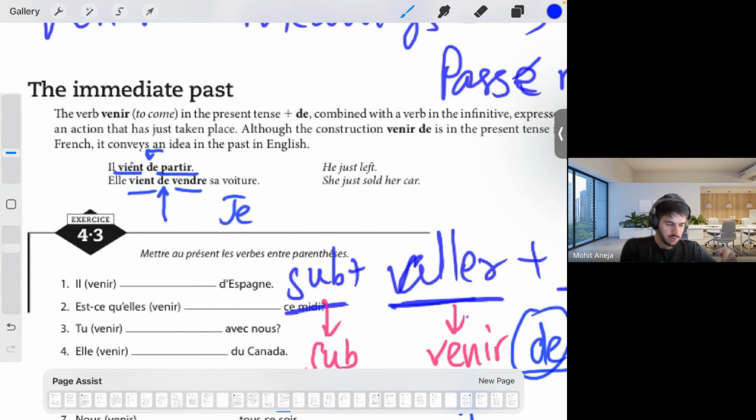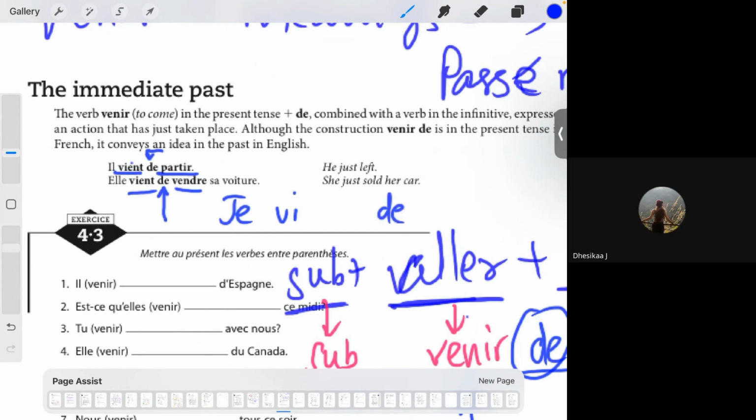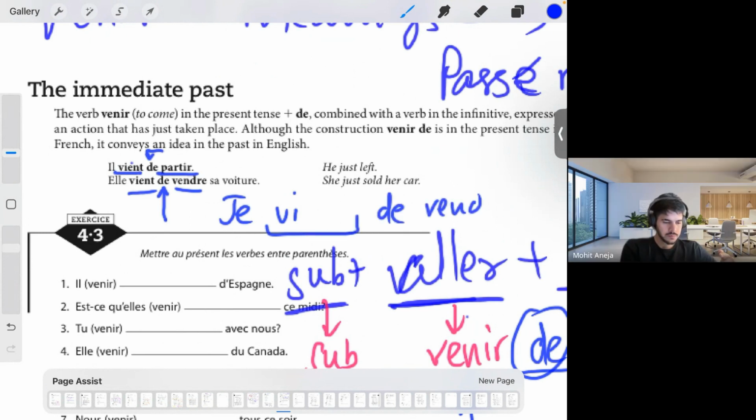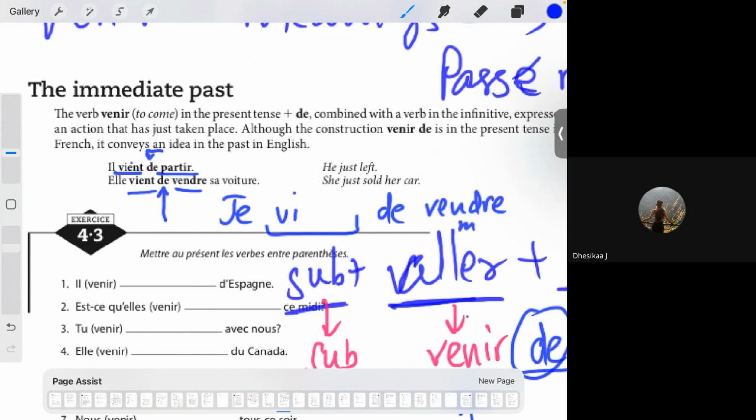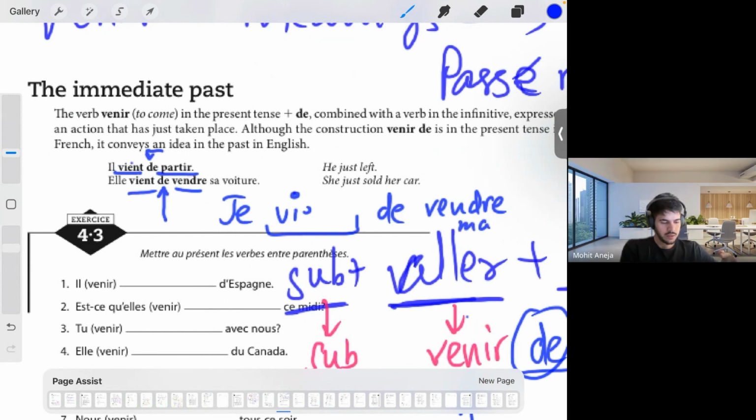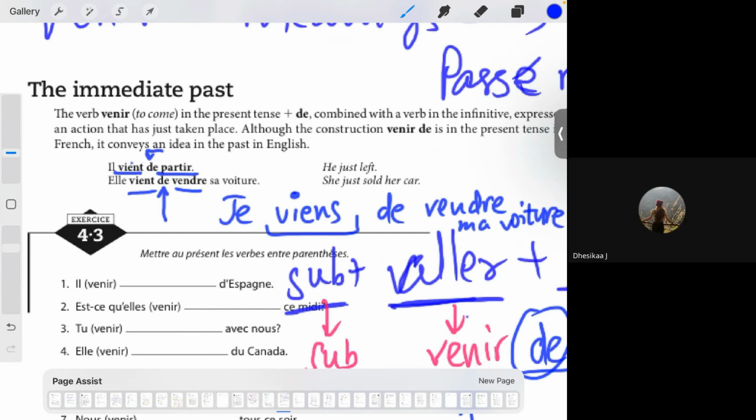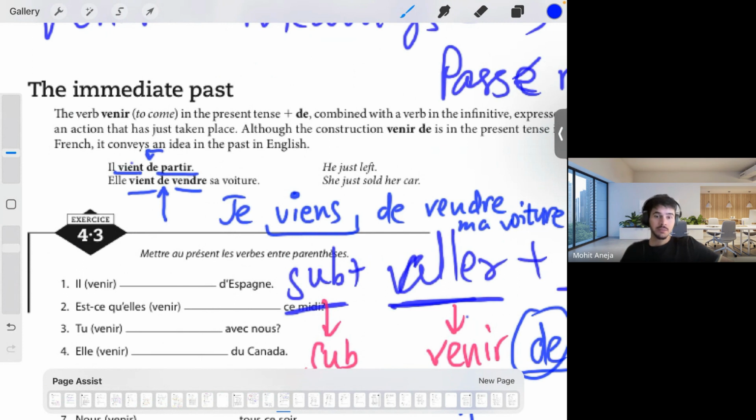How will you write je? You tell me the conjugation: V-I-E-N-S, viens. Ma voiture, everything else is the same. What does this translate to in English? Je viens de vendre ma voiture. I just sold my car. Vendre is not to buy. It just happened that I sold my car. Acheter is for buying, vendre is for selling.